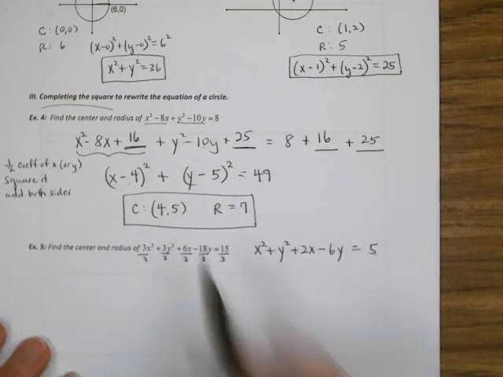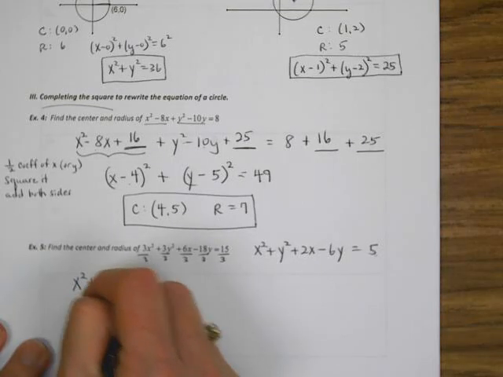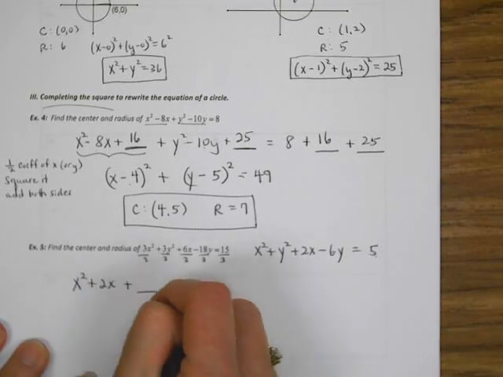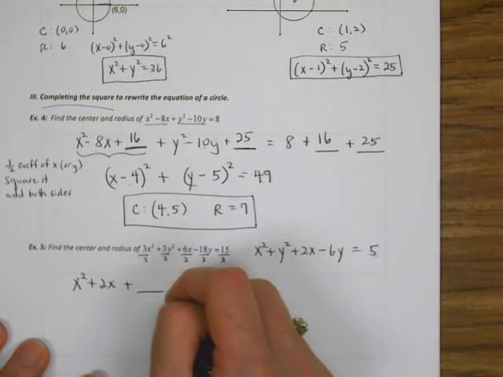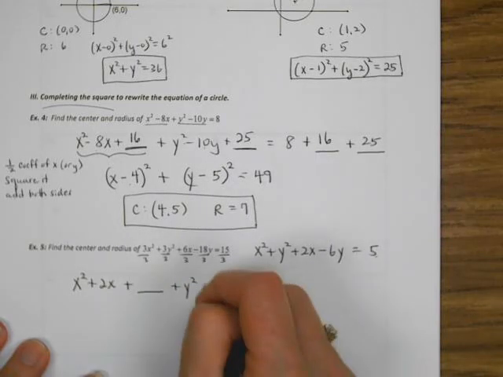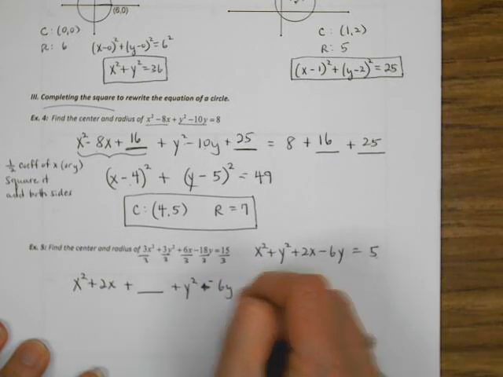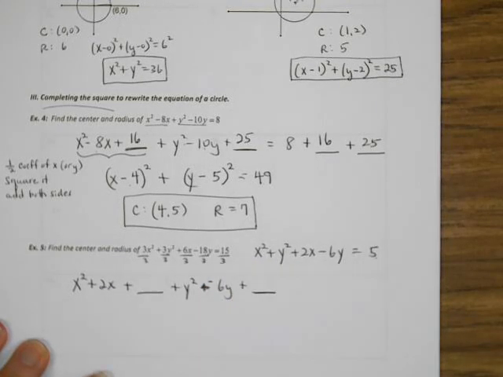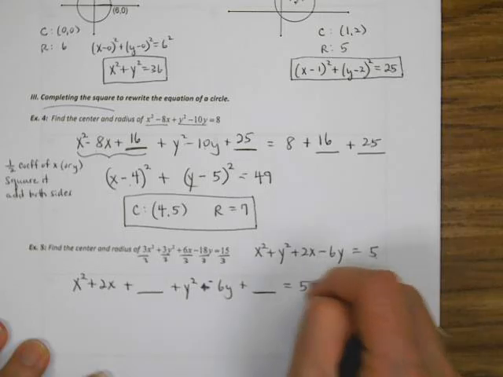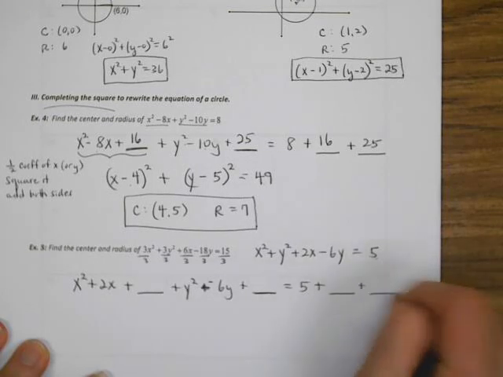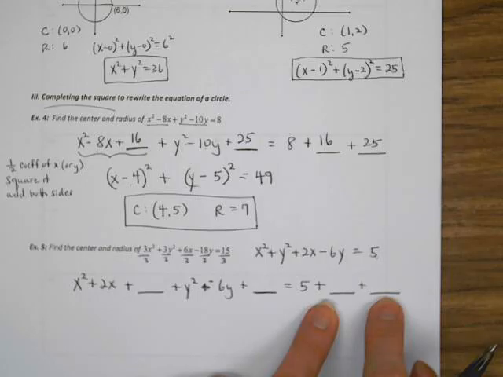But I need my x's together, so x squared plus 2x. I'm going to leave a blank to complete the square, plus y squared, or I'm sorry, not plus, minus 6y, and then I'm going to leave a blank to complete the square, equals 5, and I have to remember to add both of these over on this side.